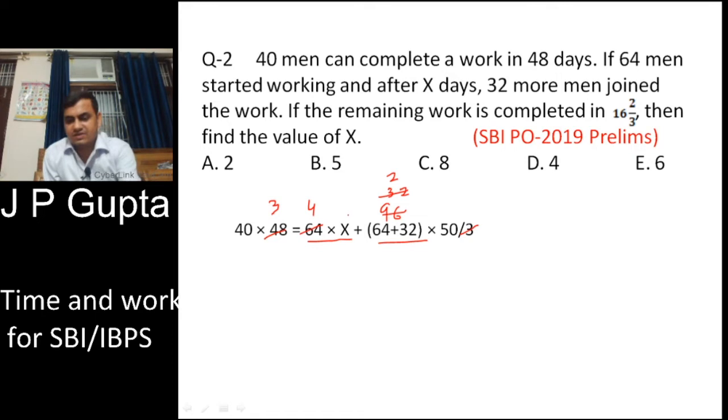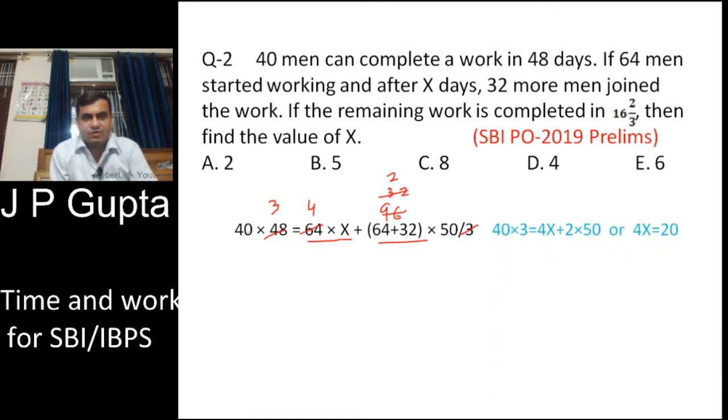Now if you take it further, it will be something like this: 40 into 3, this becomes 4x, and this multiplied by 2, so it will be 2 into 50. So finally we have 120 equal to 4x plus 2 into 50, that is 100, so we subtract 100 from 120, so 4x equal to 20. And obviously if 4x equals 20, then x equals 20 by 4, that is 5.